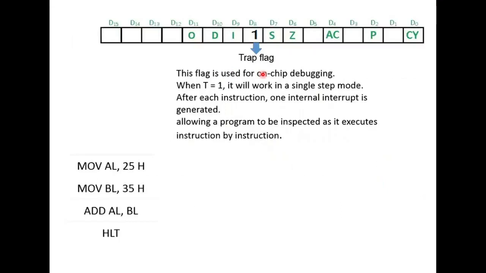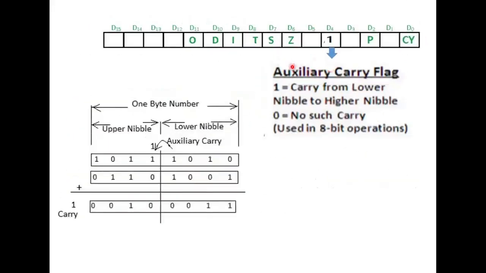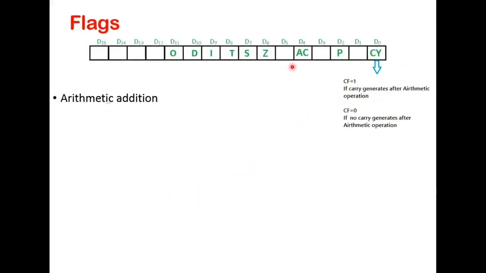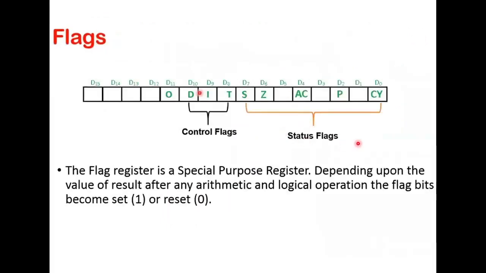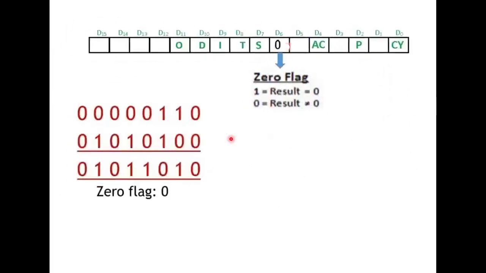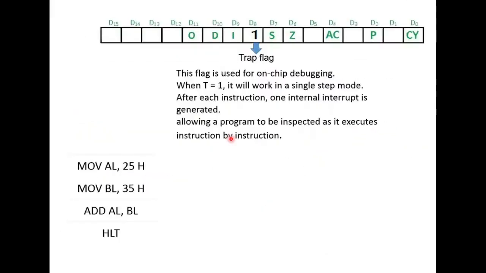So far we discussed some of the flags: carry flag, parity flag, auxiliary carry, zero and sign flags. These 5 flags we discussed are called status flags. Now we are going to discuss control flags. So we'll see, the first flag name is the trap flag.